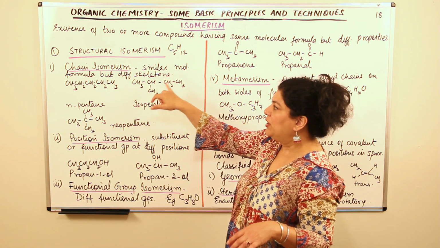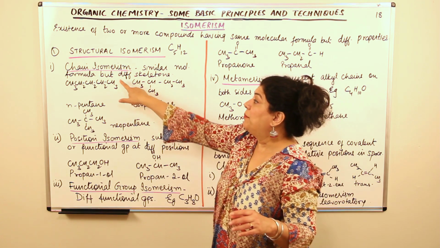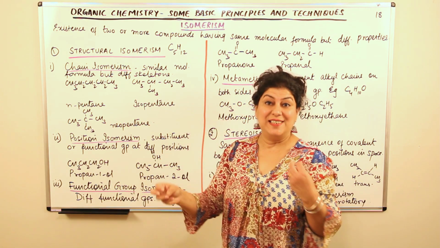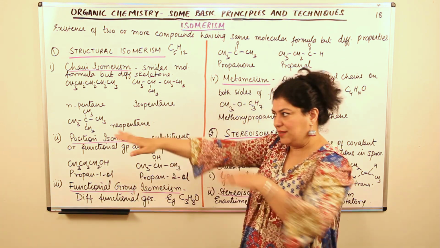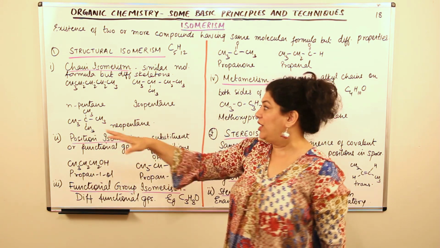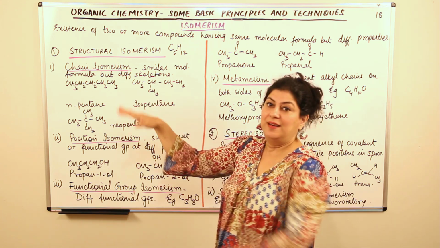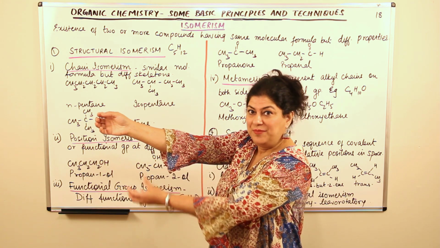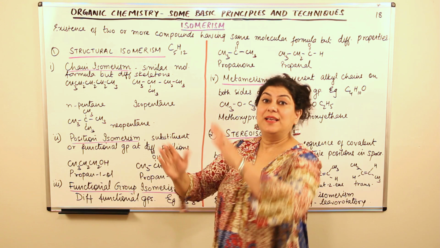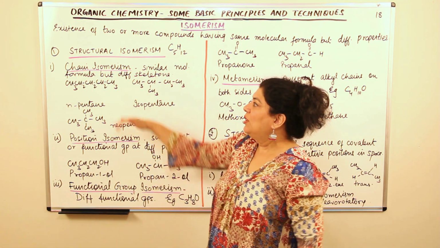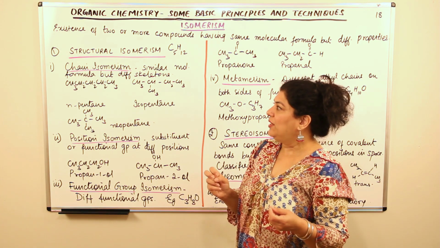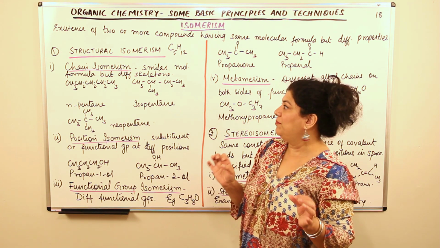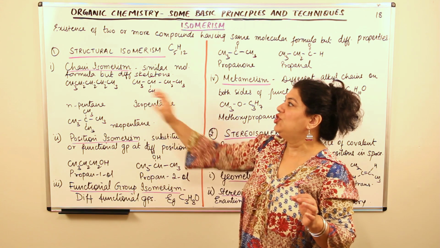So they have the same molecular formula, but they have different skeletons. Just as in pentane we had a straight skeleton having a straight chain, in isopentane there was a branch in the chain, and in neopentane there were 2 branches. So the basic skeleton itself is different. So similar molecules but different skeletons would be chain isomerism.